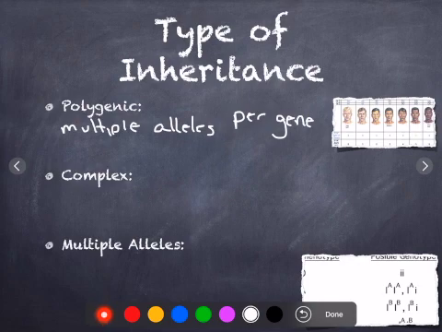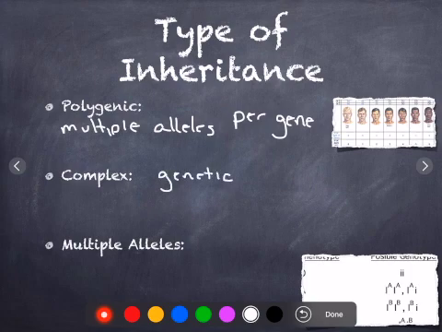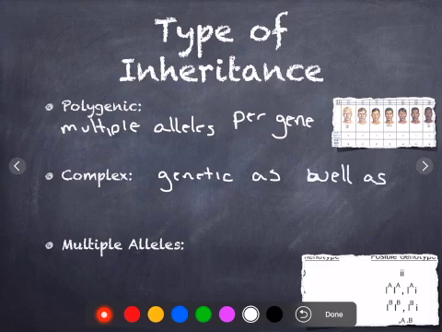Now, a complex type of inheritance has to do with genetics, your genetic traits, as well as environmental factors.